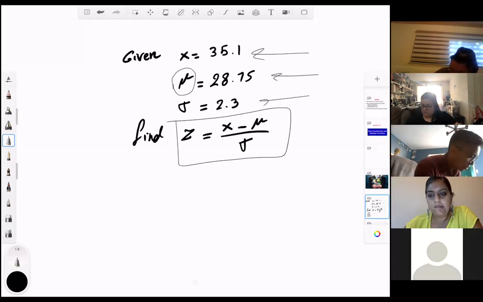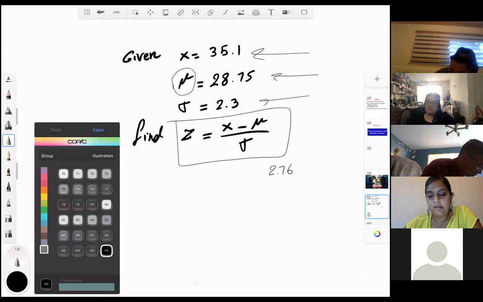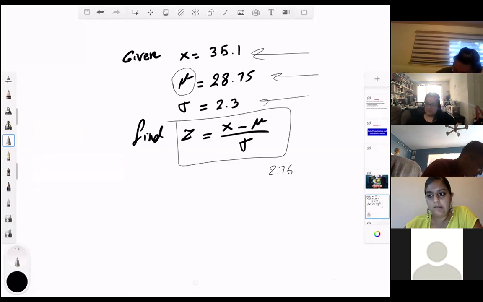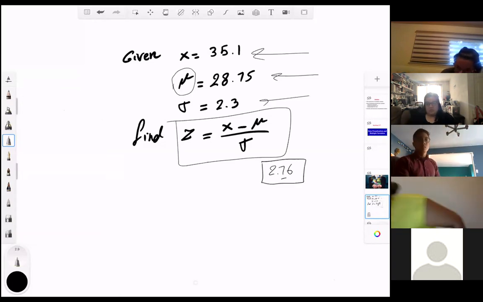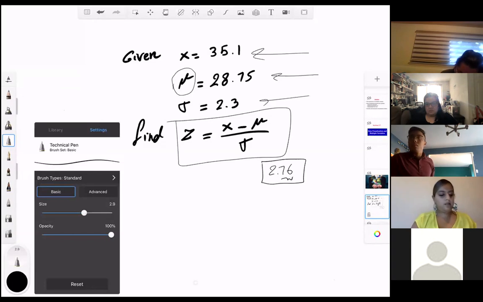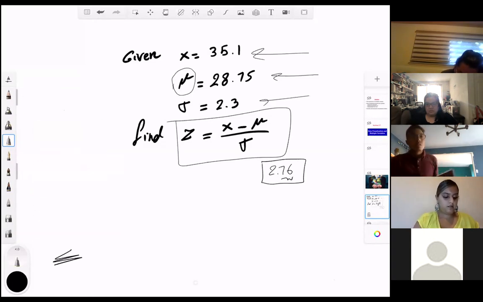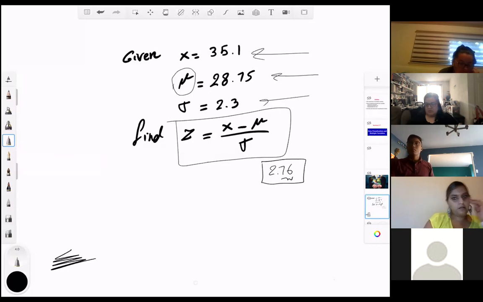I got 2.76, but I don't know how many decimals you want us to round up to. I'm happy with this. That was a good question for the exam. I will tell you guys how many decimals, but this looks like 2 decimals. Anybody else got the same? Same. Okay, we just accept it.